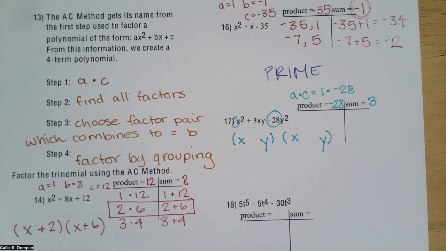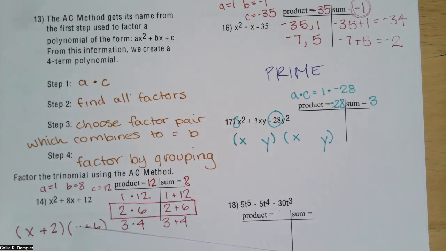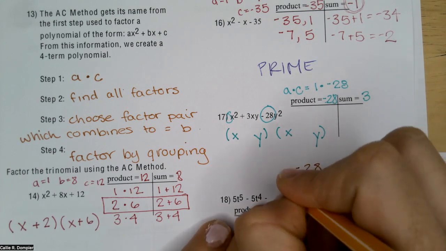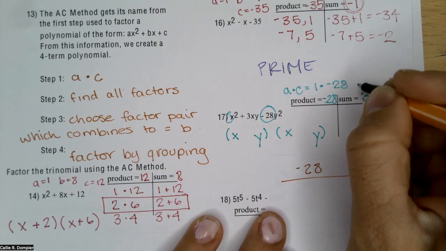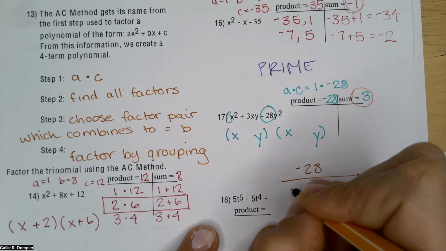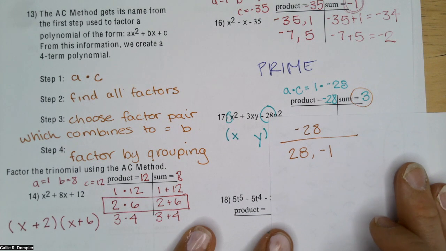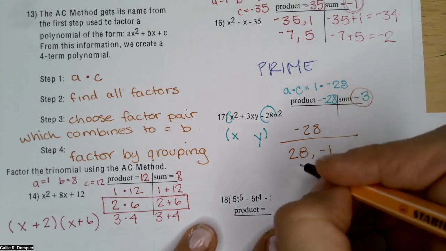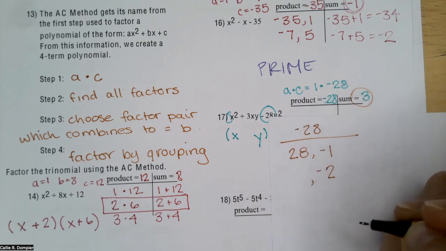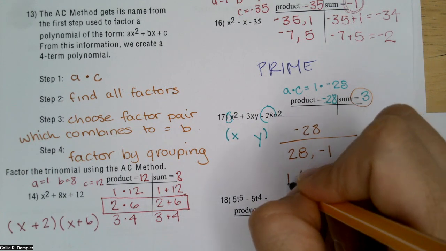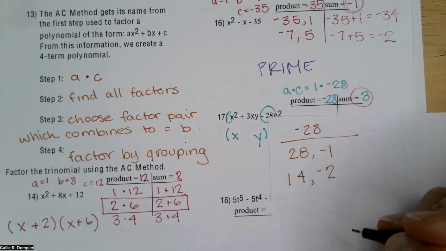Okay? Multiples of negative 28. Let's make a list. Negative 28. Our sum is a positive 3, so I only want 28 and negative 1, right? I don't need negative 28 and 1 because I want it to add to a positive number. What about if I take negative 28 and I divide it by 2? Well, 8 divided by 2 is 4, 2 divided by 2 is 1. So I think it's 14.